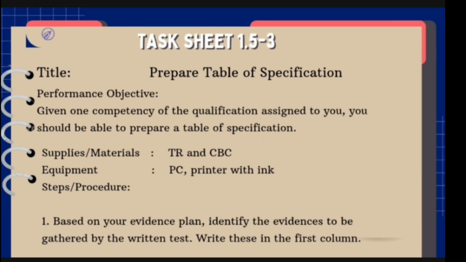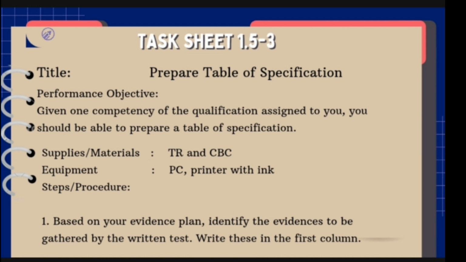Now, let's discuss the contents of Task Sheet 1.5-3. First, there is a title: Prepare Table of Specification. Performance objective: given one competency of the qualification assigned to you, you should be able to prepare a table of specification. Supplies or materials: TR and CBC, or training regulations and competency-based curriculum. Equipment: PC, printer with ink.